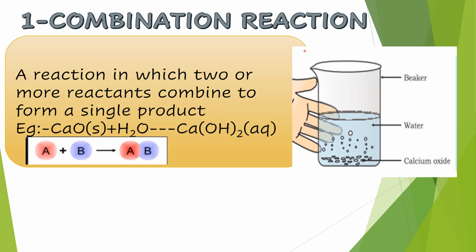So first is a combination reaction. It is a reaction in which two or more reactants combine to form a single product. So here is the example: calcium carbonate plus water, which gives calcium hydroxide in aqueous form, that is liquid form.